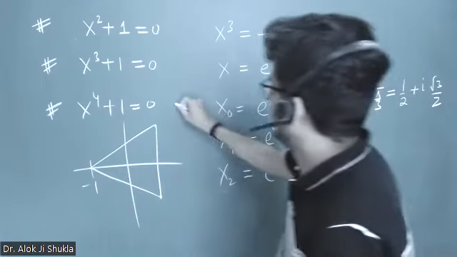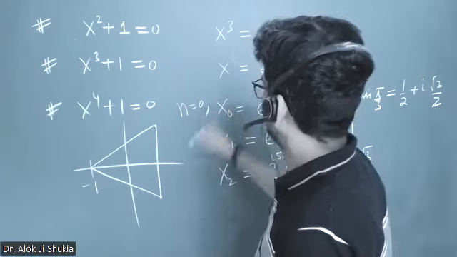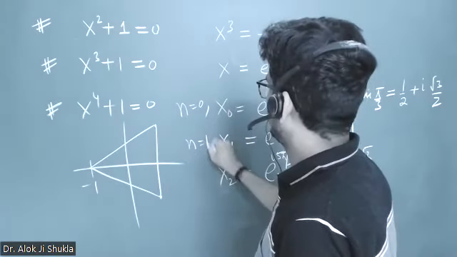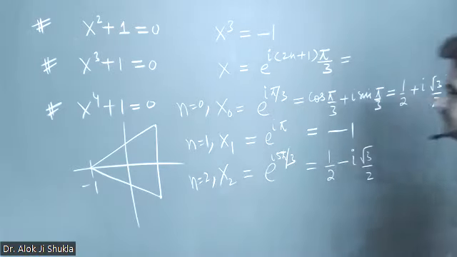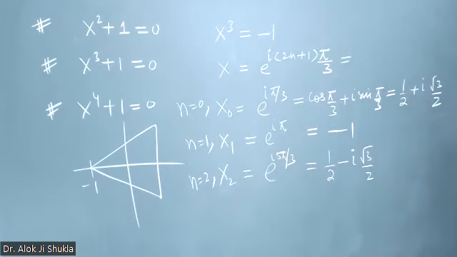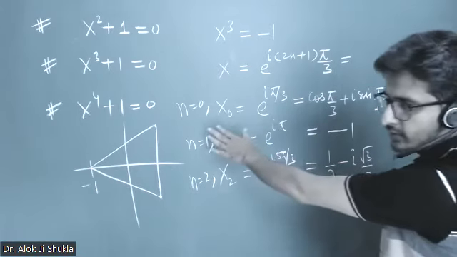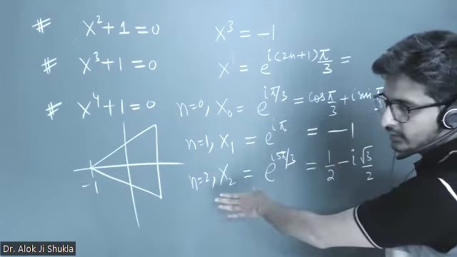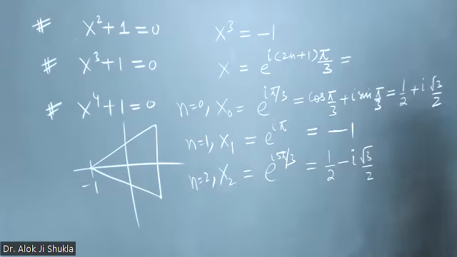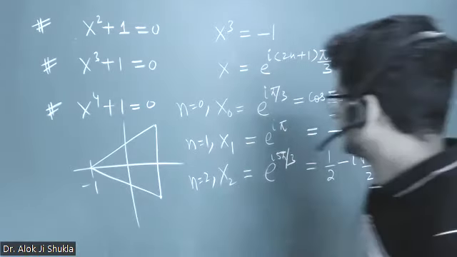Okay, this is n is equal to 0. This is n is equal to 1. This is n is equal to 2. Put here n is equal to 0 to get the first root. Then put n is equal to 1 to get the second root. Put n is equal to 2 to get the third root. So this will be x1 here.